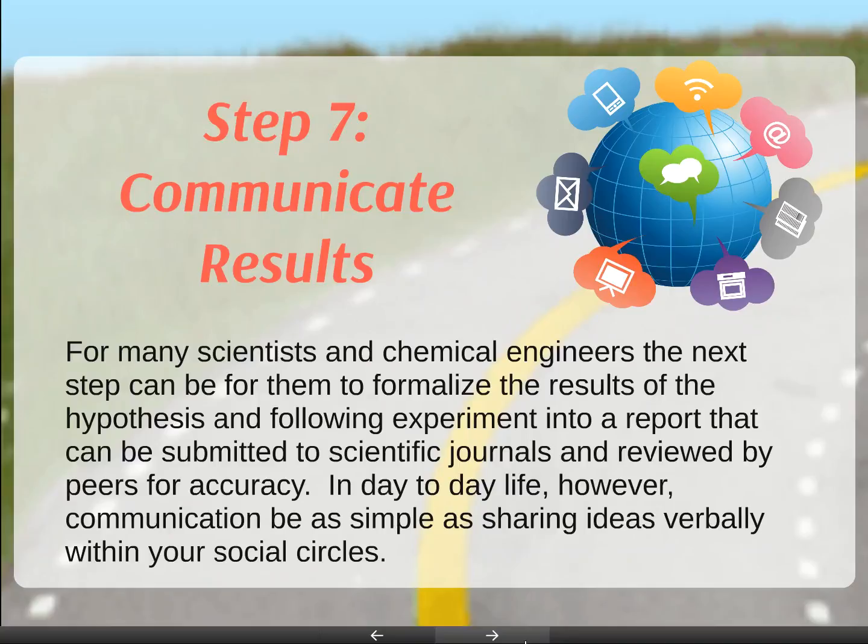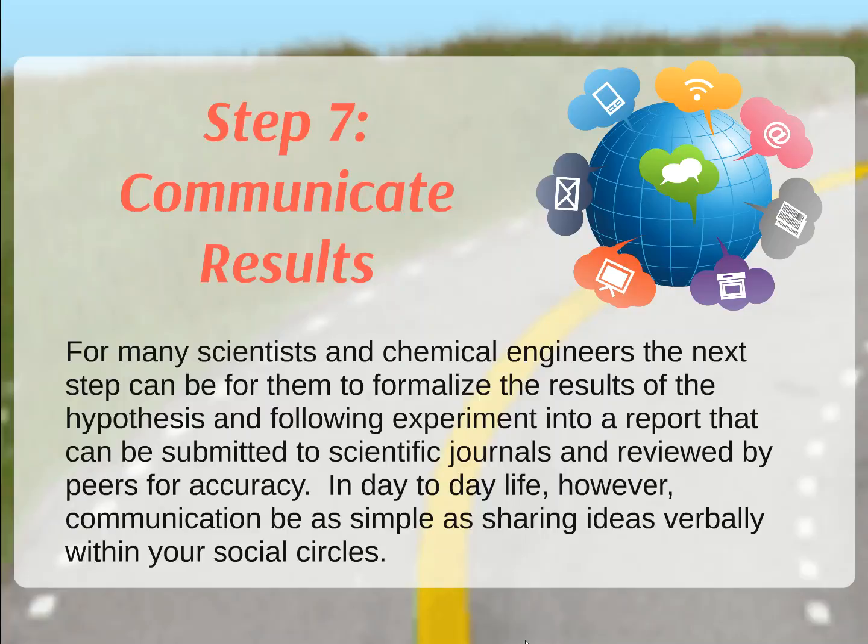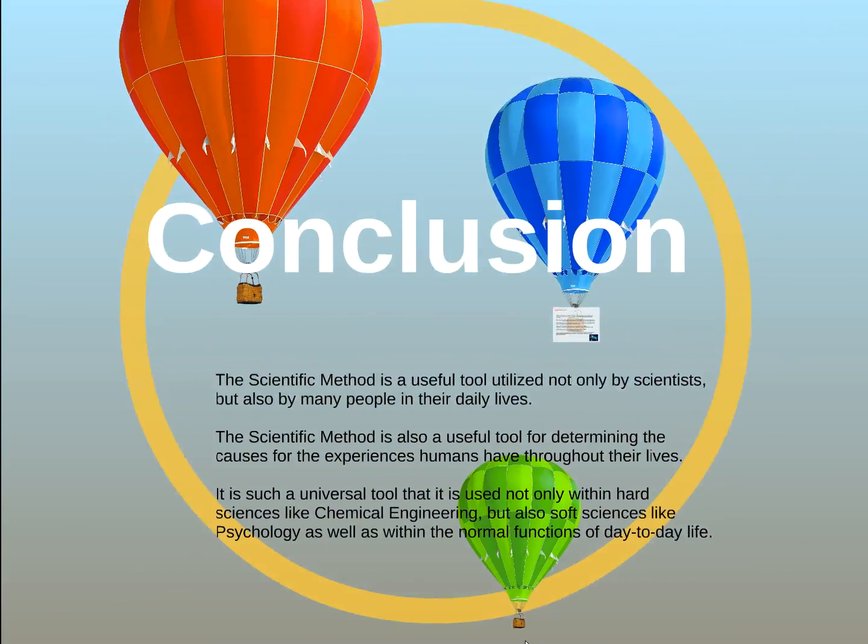Step 7. Communicate the results. For many scientists and chemical engineers, the next step can be for them to formalize the results of the hypothesis and the following experiment into a report that can be submitted to scientific journals and reviewed by peers for accuracy. In day-to-day life, however, communication can be as simple as sharing ideas verbally with your social circles.